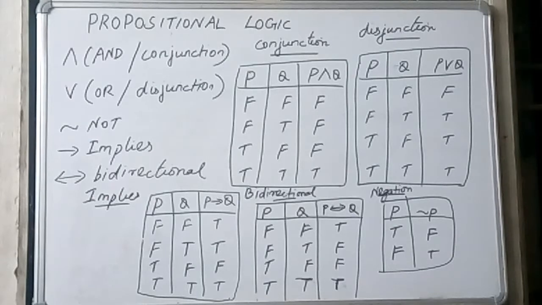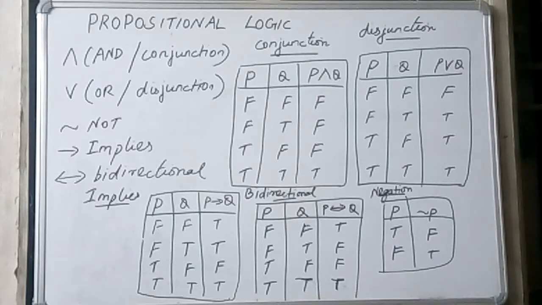Now we discuss some important signs of propositional logic, that is and, or, not, implies and bidirectional. And is conjunction, or is disjunction, and then not, implies, bidirectional. These concepts are the same as in digital logic, as we already know very well. So the same signs are also used here in propositional logic, and the first one is conjunction. That is the and sign.